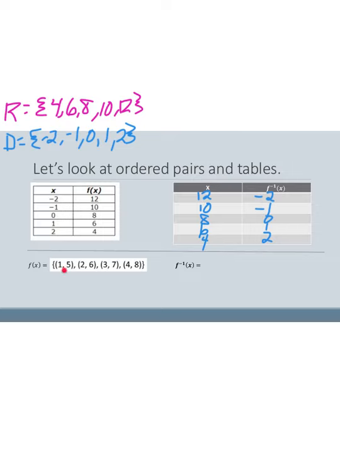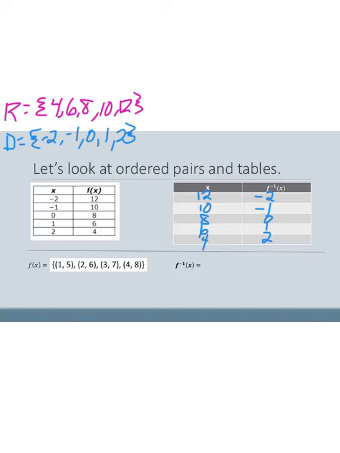Okay, so as I look at this relation, I'm just going to focus on the x values. 1, 2, 3, and 4. No x values repeat, so therefore this relation here is a function because no x values repeat. Even before I write the inverse function over here, you can determine if the inverse is a function by looking at the y values. So look at the y values, 5, 6, 7, 8. Since no y values repeat, the inverse is also a function.